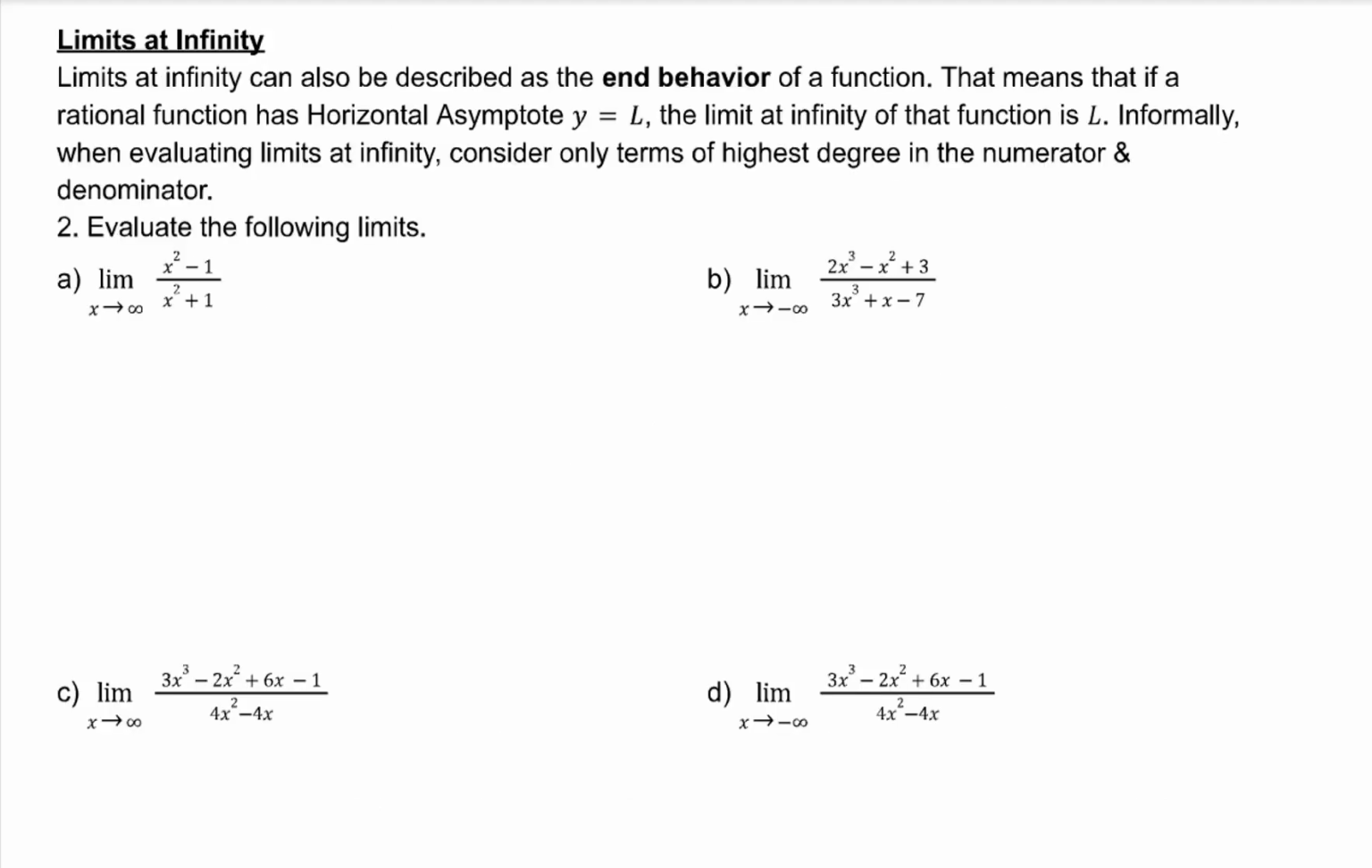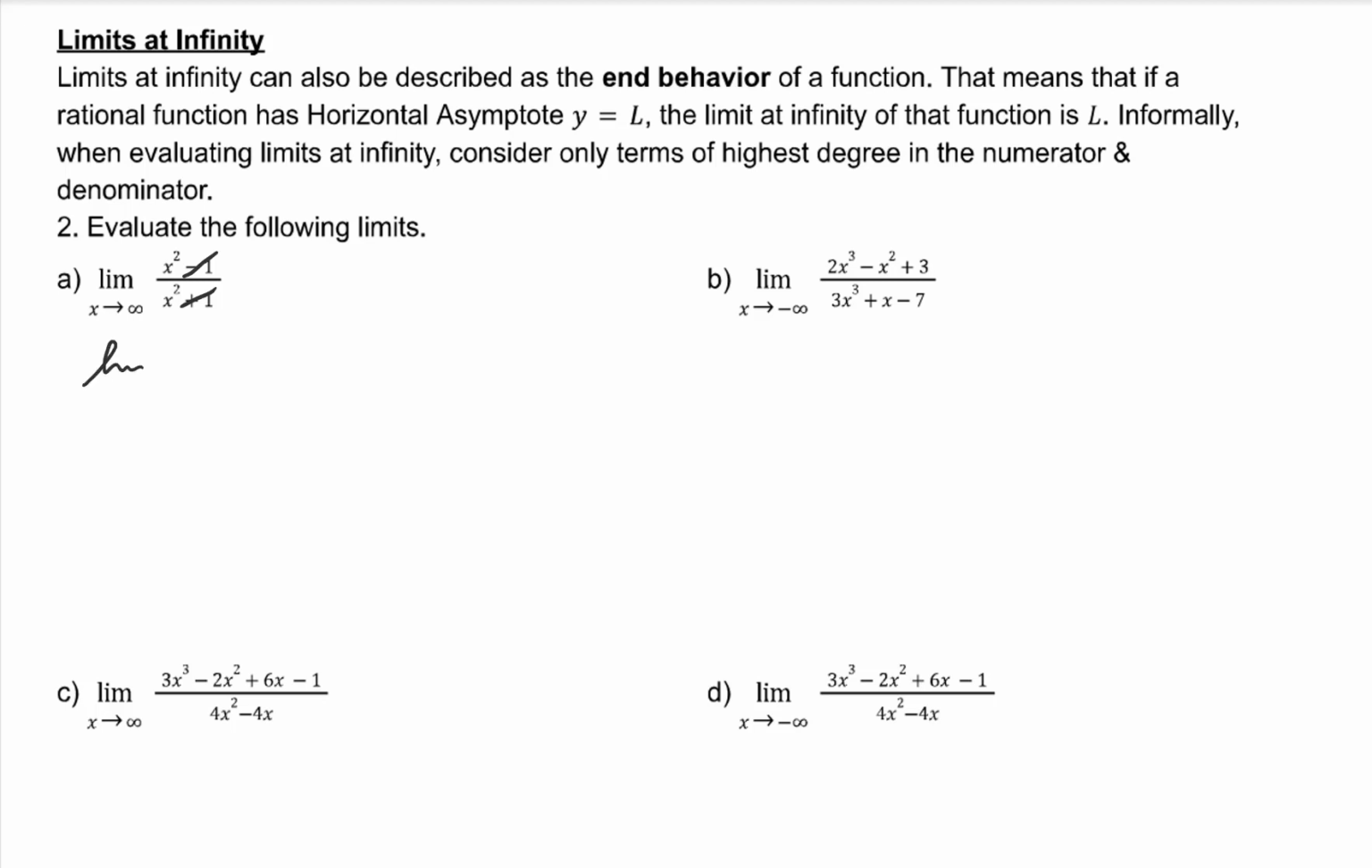Limits at infinity can also be described as the end behavior of a function. That means that if a rational function has a horizontal asymptote y equals L, the limit at infinity of that function is L. Informally, when evaluating limits at infinity, consider only the terms of highest degree in the numerator and denominator. If I'm evaluating a limit as x approaches infinity, I'm not really concerned with infinity subtracting 1. That's just infinity. And I'm not really concerned with plus 1 either. I'm really concerned with the variable of highest degree in the numerator and the denominator.